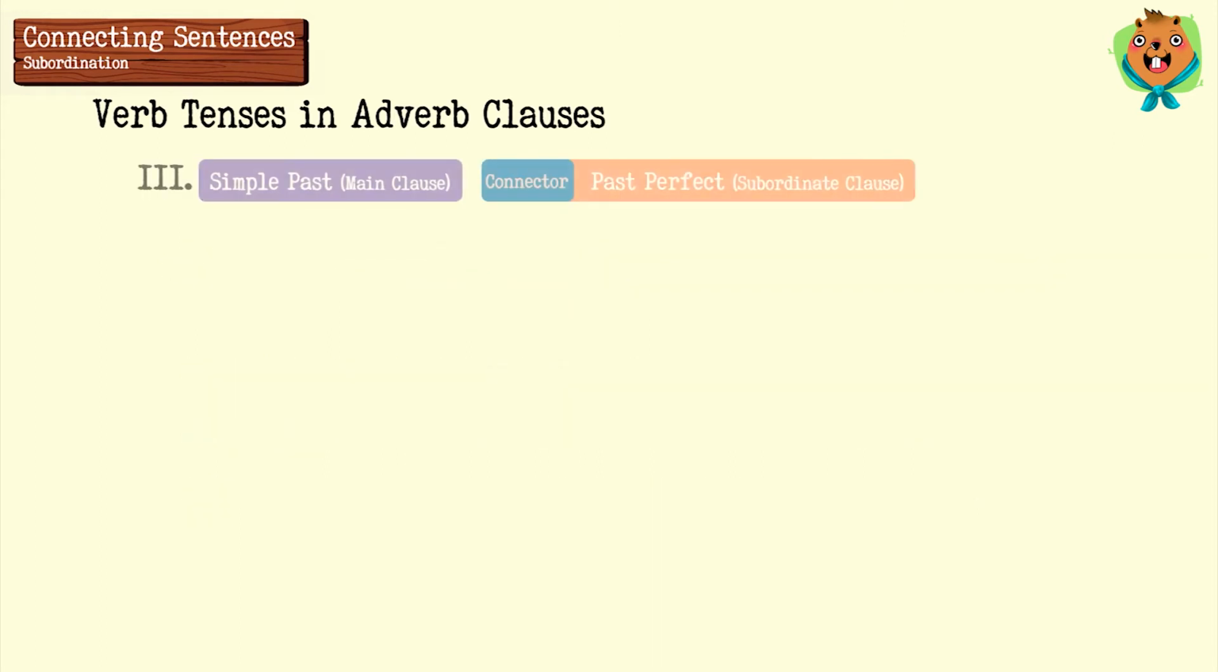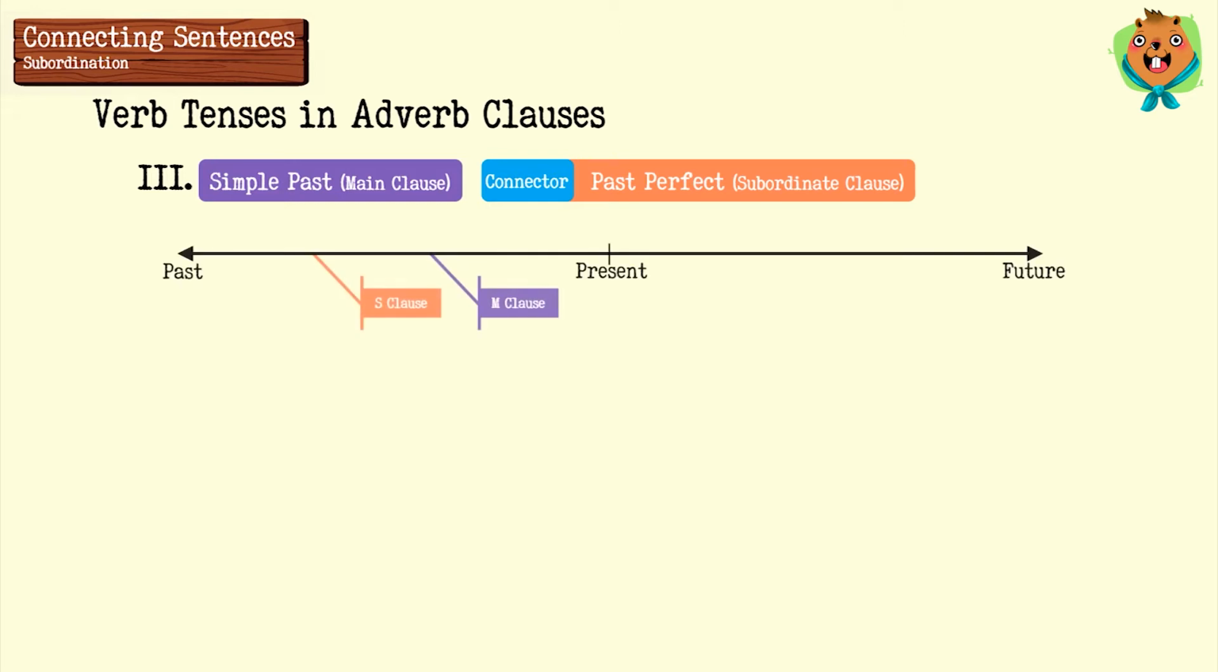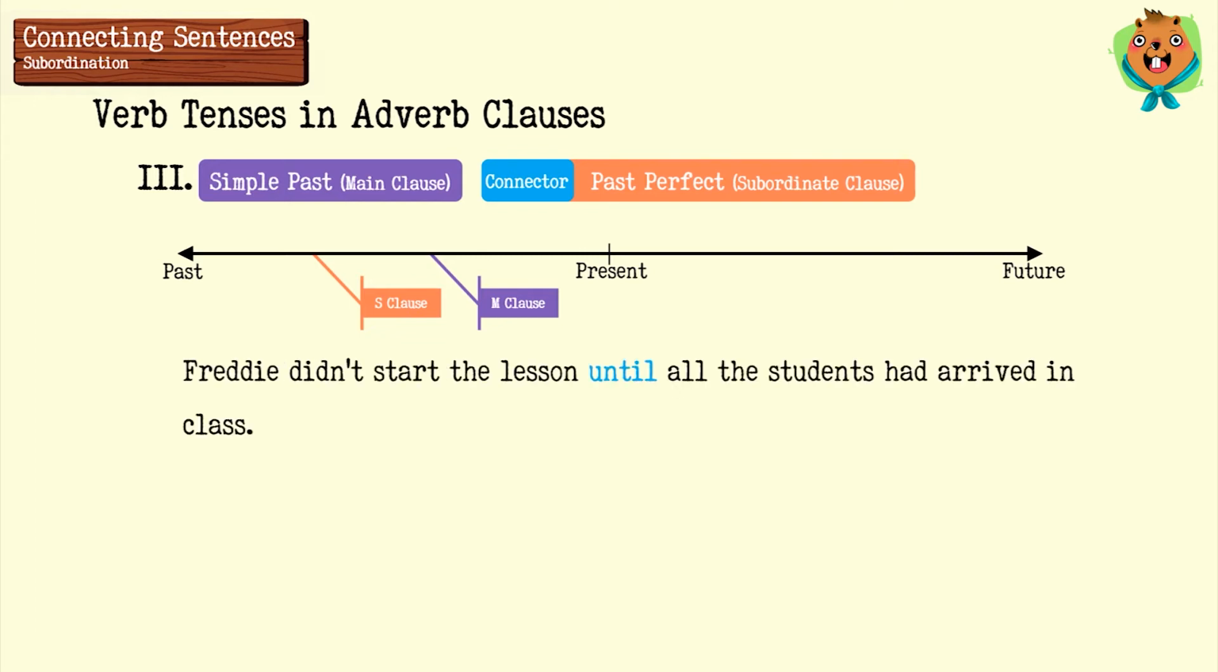Pattern 3. Simple past in the main clause and past perfect in the adverb clause. Like the previous pattern, the action or event in the adverb clause, past perfect, is completed before the one in the main clause, simple past. For example, Freddie didn't start the lesson until all the students had arrived in class.